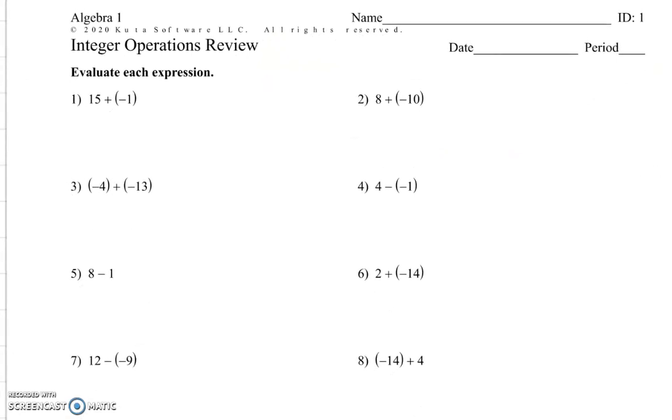So our first problem. There's nothing wrong with it. It's already an addition problem. We don't have to rewrite it. 15 plus negative 1. So if I have $15 and I spend $1, I have $14 left. If I have $8 on my debit card and I go and I spend $10 at the store, I'm now $2 in the hole. I owe the bank money. I overdrafted my value. So 8 plus a negative 10 would give us a negative 2.